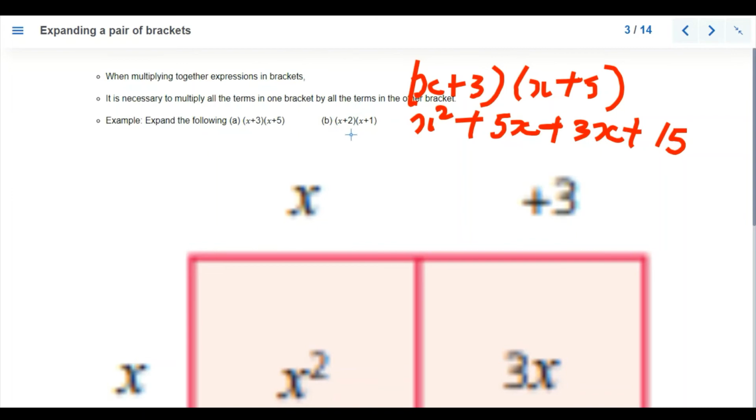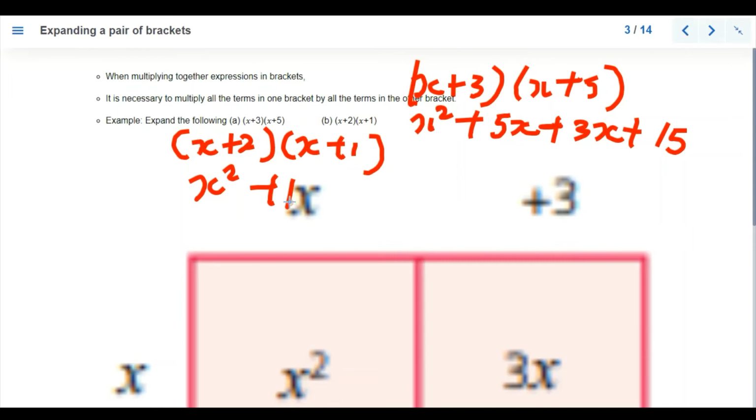For the second question, x plus 2 in brackets, x plus 1 in brackets, we are going to be multiplying by each other. X plus 2 will be multiplying x plus 1. So what is x? X times x will give us x squared. X multiplied by 1 will give us 1x, which is x.